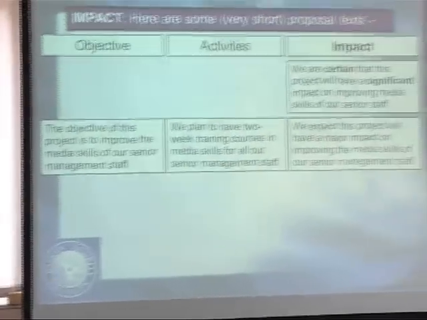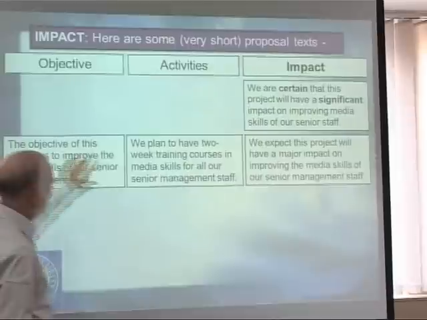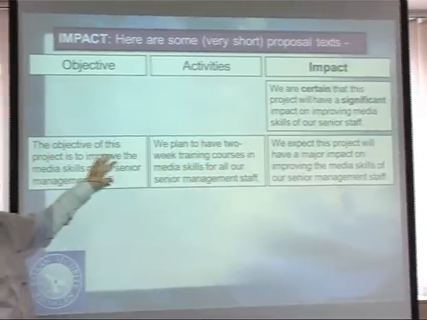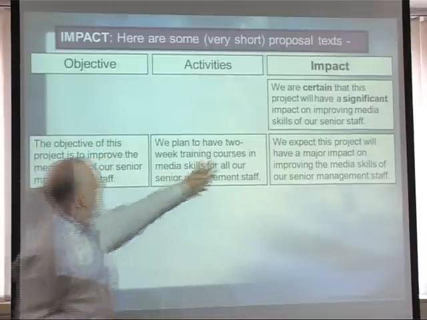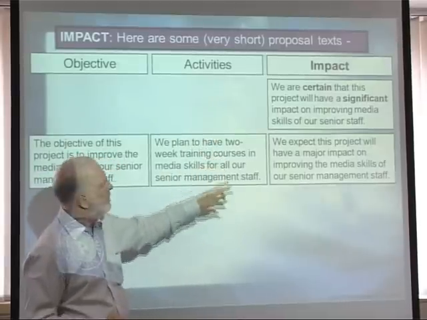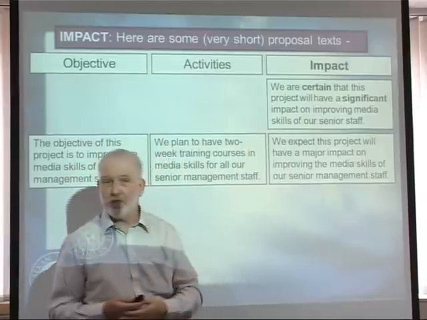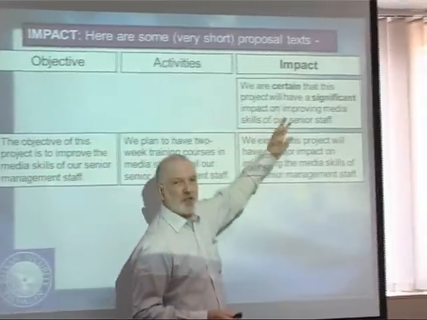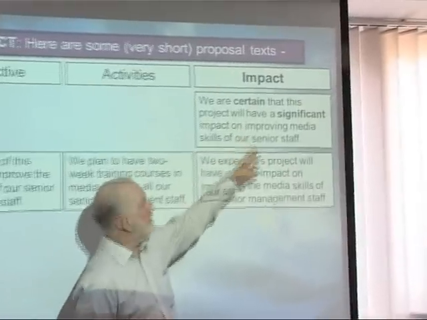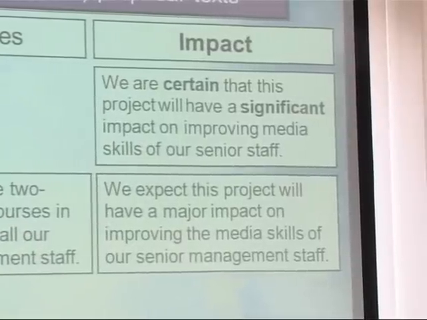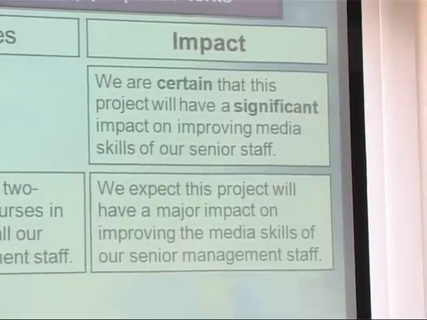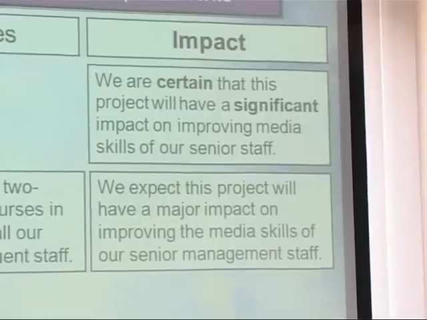Now here's the second project proposal. 3 sections. The first 2 sections are identical to the previous one. So the same text for the objectives, the same text for the activities, but now the impact statement is different. We are certain, it's emphasized, we are certain that this project will have a significant impact on improving the media skills of all our senior staff. So it's a stronger statement than the previous one.